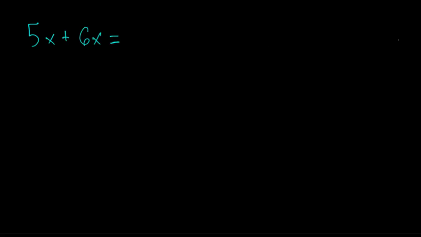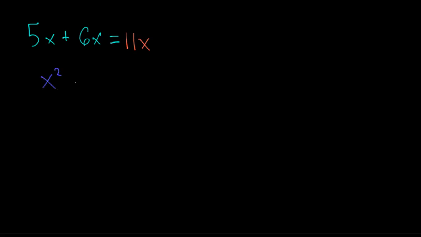Now, right away, most people will probably see that since there's an x in each one, we can just add them. So 5x plus 6x is equal to 11x. And that makes sense because there's an x in each term, and so we can add it. Okay, now let's look at this example that's a bit more difficult.